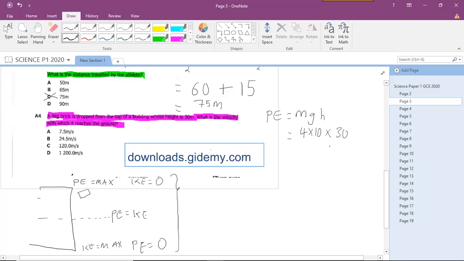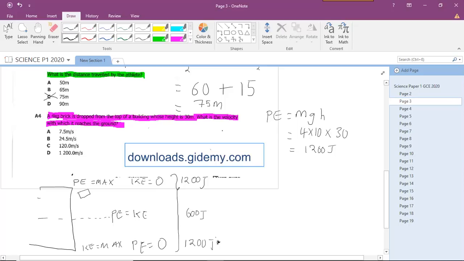10 times 10 times 30, you are going to get your answer as 1,200 joules. So here at maximum, we're going to have 1,200 joules. Halfway, we divide it by 2, we're going to get 600 joules. Then at the end, we'll have maximum kinetic energy back to 1,200 joules. So maximum kinetic energy is where we're going to find velocity, because kinetic energy is energy of motion.